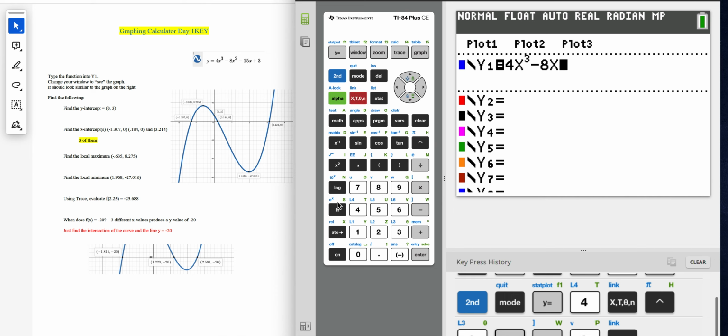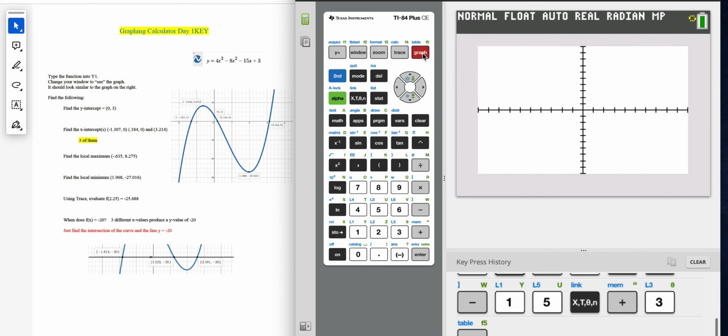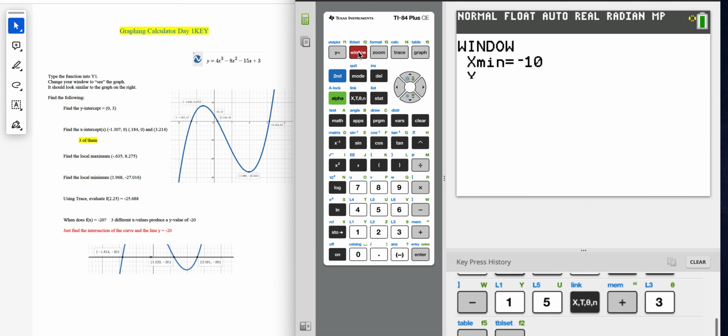8x, and then I can hit the squared button, which is right here. Minus 15x, and then plus 3. Okay, so I have input my function. If I go ahead and hit graph, it's going to tell the calculator to go ahead and graph that function. Now, I don't see the entire function, so I am going to adjust my window. So I'm going to go over here and hit window.